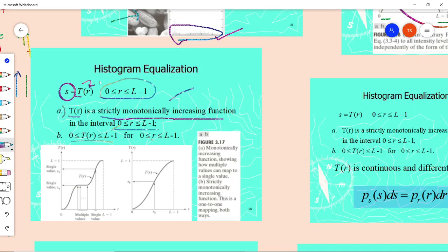So see another example of this equation. A monotonically increasing function showing multiple values can map to a single value. So these are multiple values, 1, 2 and so on. Here multiple values we are mapping in a single function, a monotonically increasing function, but here some discrete values are taken. Okay, so all these are multiple values. From this, the strictly monotonically increasing function is a one-to-one mapping in both ways. See, strictly monotonically increasing only, and in a similar way, in a similar shape, monotonically decreasing also, one-to-one mapping.